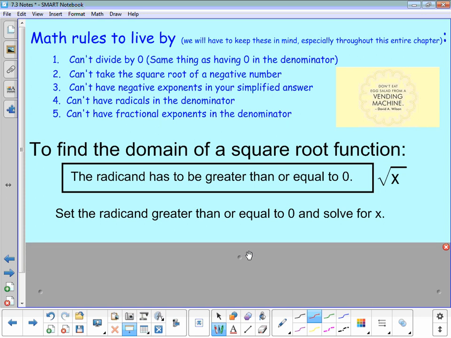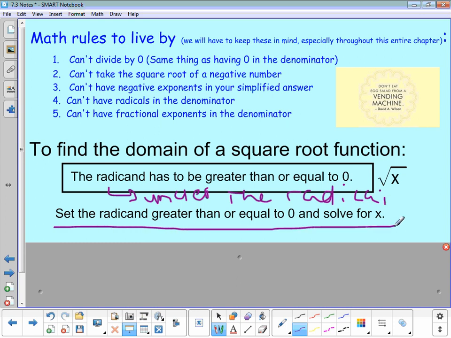To find the domain of a function, we need to think about this. The radicand has to be greater than or equal to 0. That word radicand is what's underneath the radical. Everything that's underneath the radical is part of the radicand. So what we do is we set the radicand greater than or equal to 0 and solve for x. That's how we find the domain.